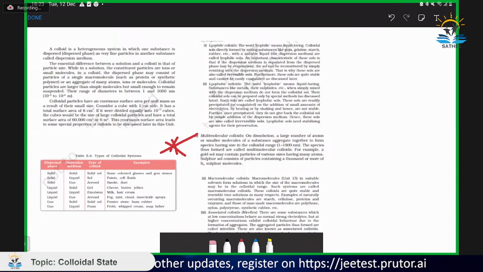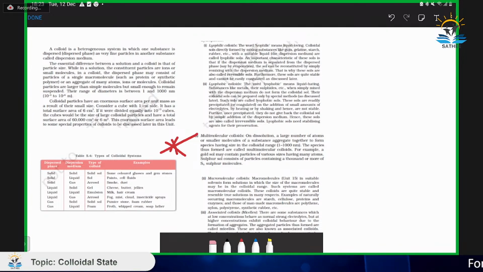Some examples of lyophilic: gum, gelatin, starch, rubber. Mostly natural colloids are lyophilic. An important characteristic of this sol is that it can be obtained again if the dispersion medium is separated from the dispersed phase. Okay, reversible sols.